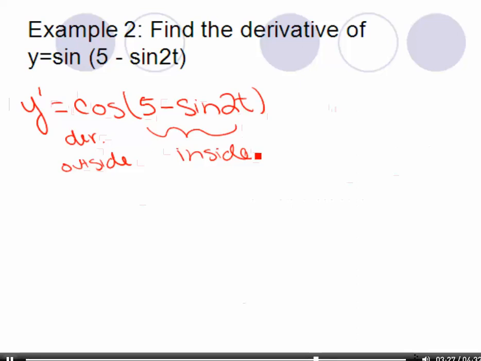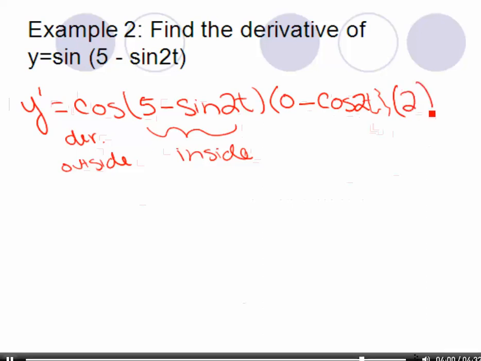The derivative of 5 is 0 minus the derivative of sine, which is cosine. And here's where we have our composite function. Cosine is really the derivative of, again, another outside, so we're going to leave the inner part the same. Then we need to multiply by the derivative of the inside. My new inside is 2t. The derivative of 2t is just 2.